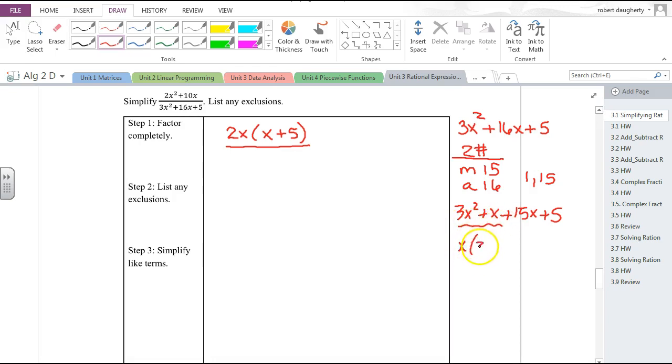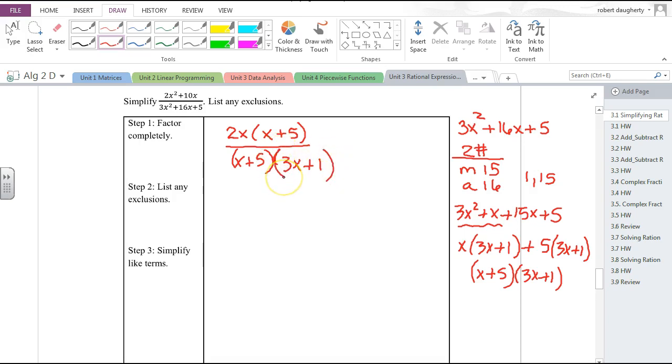What do I have in common in the first two terms? x. What do I have in common in the next two terms? 5. So this is x plus 5 times 3x plus 1. Now I'm fully factored.